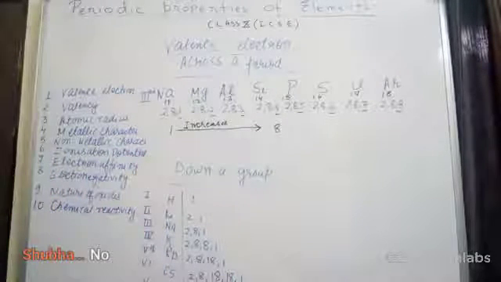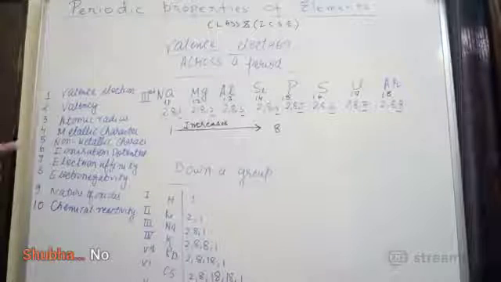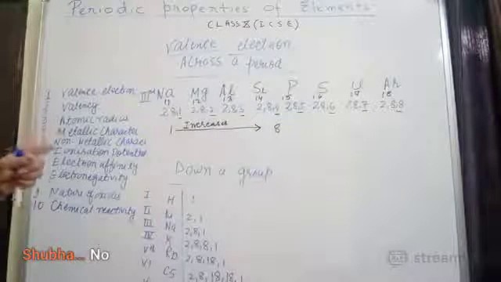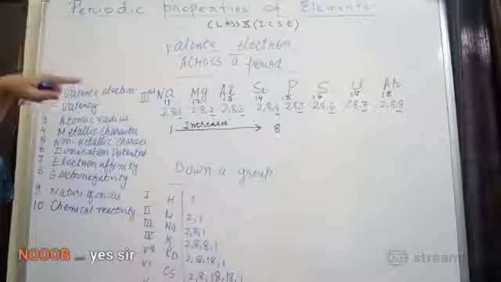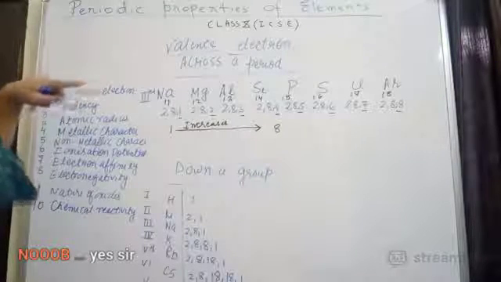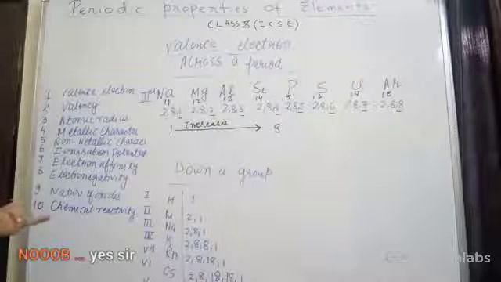So you can see 2,8,1, 2,8,2, 2,8,3. Every time the valence electron is increasing by 1 unit. Why is it increasing by 1 unit? Because the atomic number is increasing. You can see atomic number 11, then 12, 13, 14, 15, 16, 17, 18. So the valence electrons will increase because the atomic number is increasing.